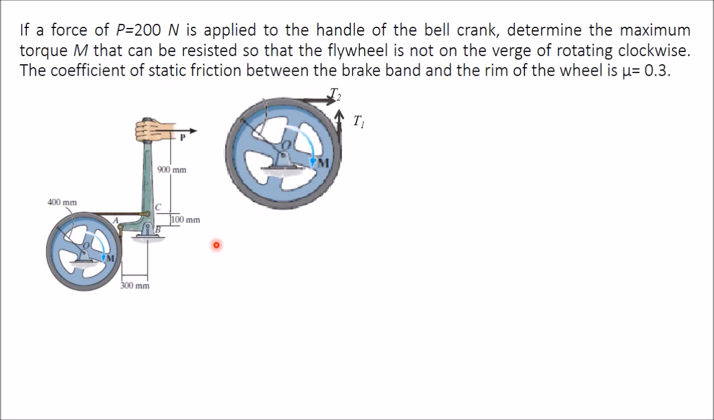Now because of friction, these two tensions are not the same. The relation between these two tensions is given by T1 by T2 is equal to e raised to mu theta. Now T1 is the tension in the tight side of the belt and T2 is the tension in the slack side of the belt. One tension will be more. So here I assume that this T1 is more than T2.